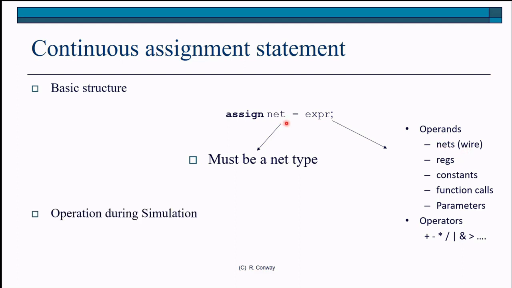The operation of the assign statement during simulation is that any change to any of the operands on the right hand side will cause the expression to be re-evaluated, and the result of that expression is then assigned to the net. So as we noted before, the expression is used to drive a value onto the wire. During a simulation, the expression is sensitive to any changes in its operands, which in turn can drive a new value onto the wire on the left hand side.